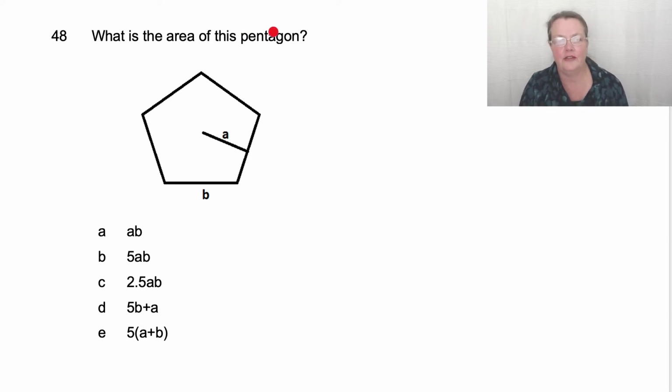What is the area of this pentagon? There's the pentagon. Ooh, we've got all these algebraic terms, all with letters. And the letters are the same as the A, B, C, D, E here, which means it's highly likely to go wrong. But we don't mind.